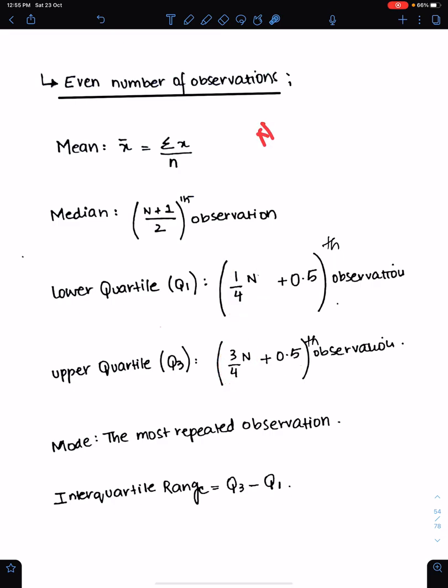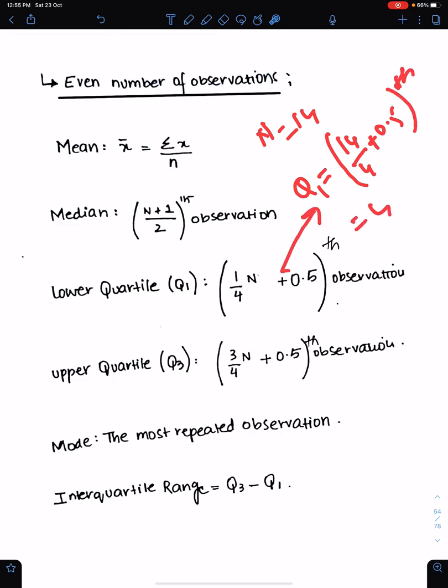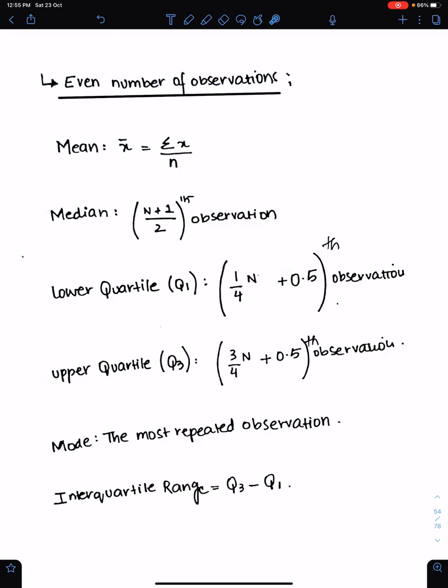For example, if n is 14, then Q1 will be 14 upon 4 plus 0.5th observation according to this formula, which will be the 4th observation. And we find median, Q1 and Q3 of a set of n arranged data. And this is the formula of interquartile range, Q3 minus Q1.